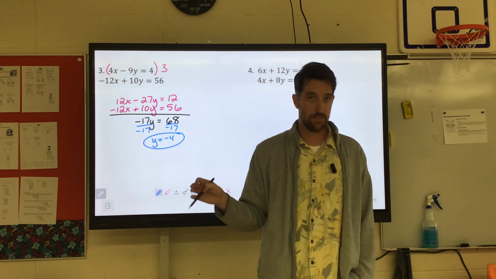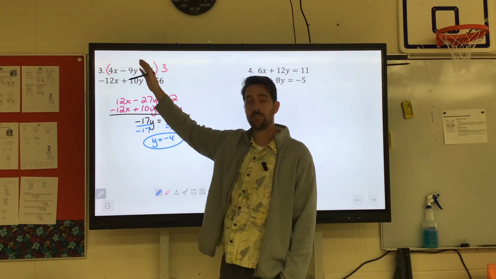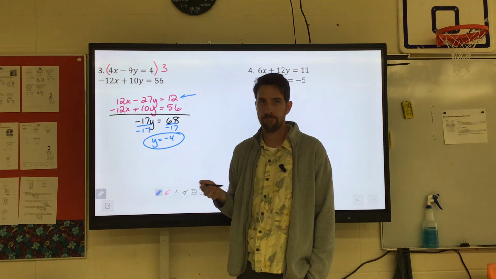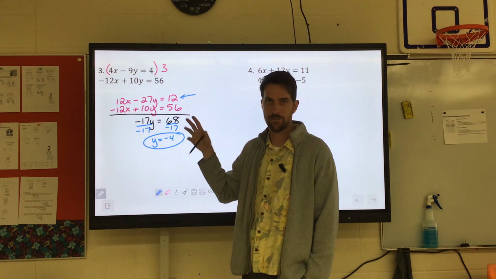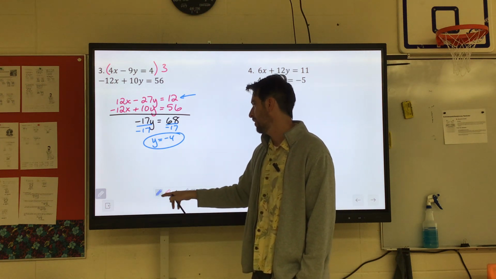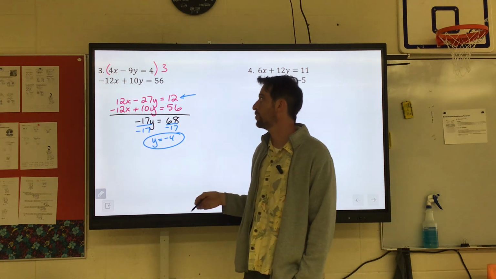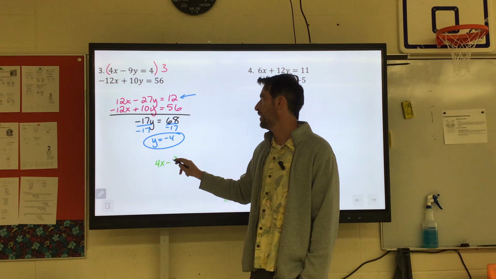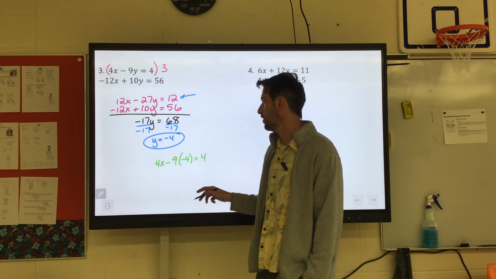Still need x. Now we have three options to choose from. Original two equations, or the new one, where we multiply it. It doesn't matter. Almost every time, I pick one of the originals, just because they're smaller numbers. But they all work. Let's say I went with the first equation, the 4x minus 9y equals 4. 4x minus 9y, y is negative 4, equals 4.